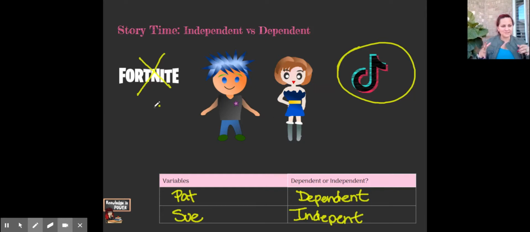So let's keep this in mind as we go into actual problems here. And you can draw your own conclusion who Pat and Sue is. Let's see.